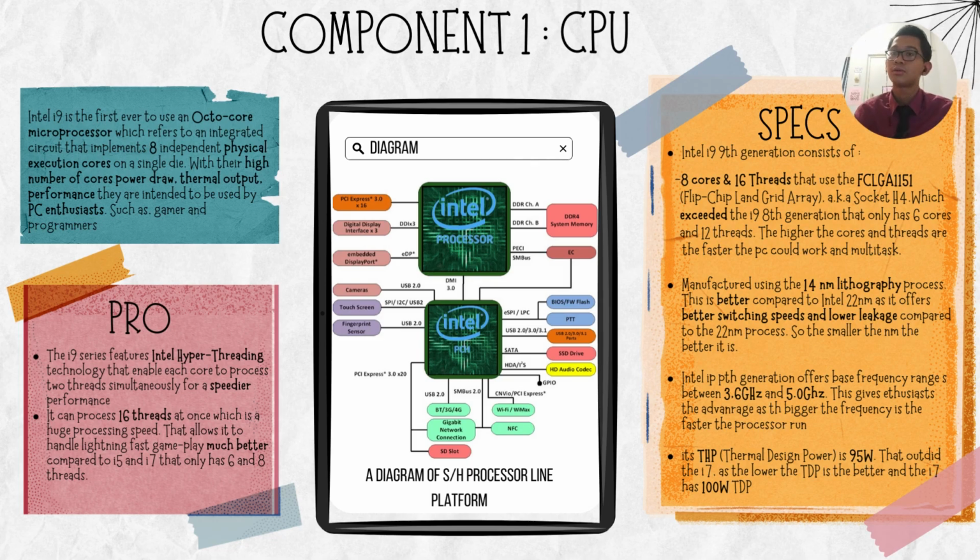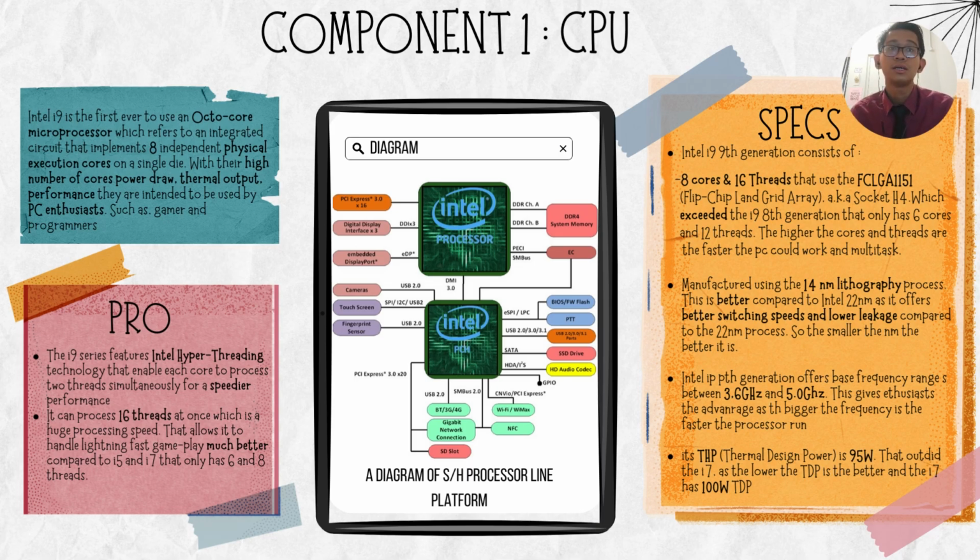In this slide, we will talk about Component 1, the CPU, Central Processing Unit. Intel i9 is the first ever to use octa-core microprocessing. With their high number of cores, power draw, thermal output and performance, they are intended to be used by PCs for such things as gaming and programming. Intel i9 9th generation consists of 8 cores and 16 threads. The higher the cores and threads are, the faster the PC can work and multitask.